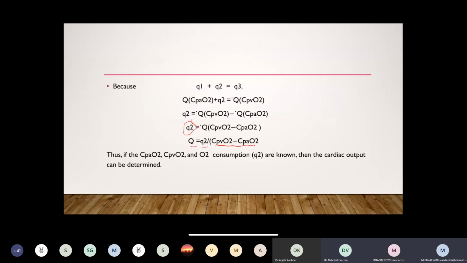Fick's principle is based on the law of conservation of mass. That means the oxygen delivered from the pulmonary venous blood is equal to the total oxygen delivered through the pulmonary artery. And how are we measuring the cardiac output? First we do a pulmonary artery catheterization, and another arterial catheterization, and we do ABGs, and calculate the difference in the amount of oxygen, sir.